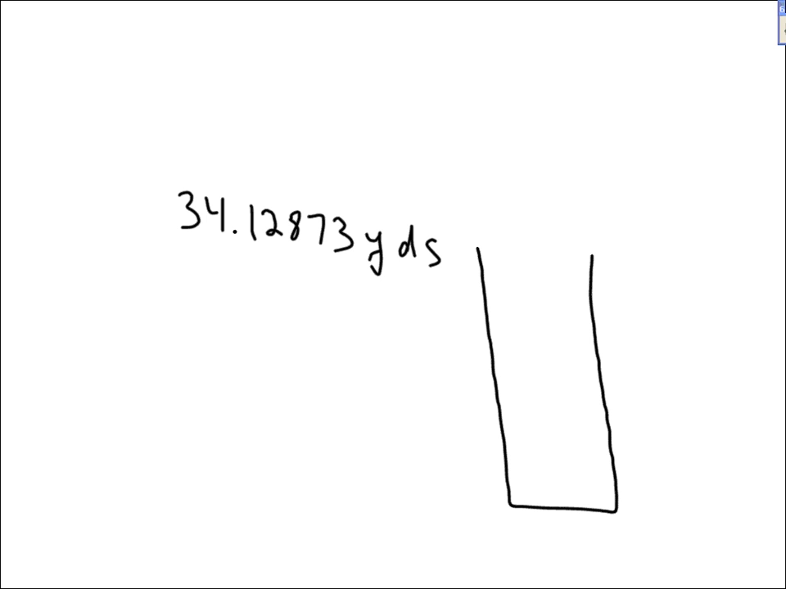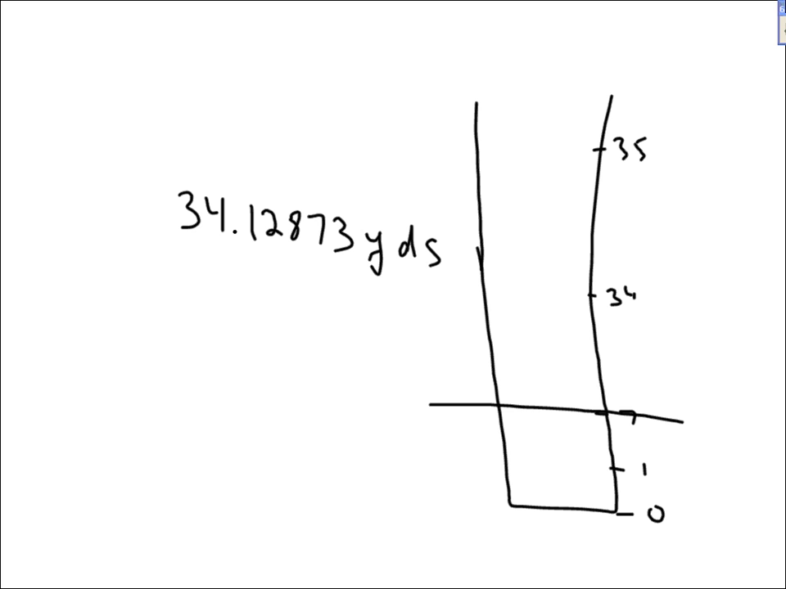Now, I admit, most people will not go in and say, please give me 34.12873 yards of carpeting. But it can be done. Here's the carpeting rolled out. Here's a roll of carpeting. It's rolled out. Here's 0 feet and 1 feet and eventually 34 feet and here 35 feet. And here's 7. If you wanted 7 feet, or 7 yards, they'd cut it right there.